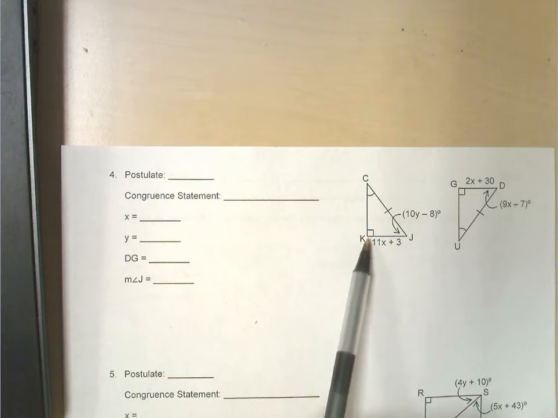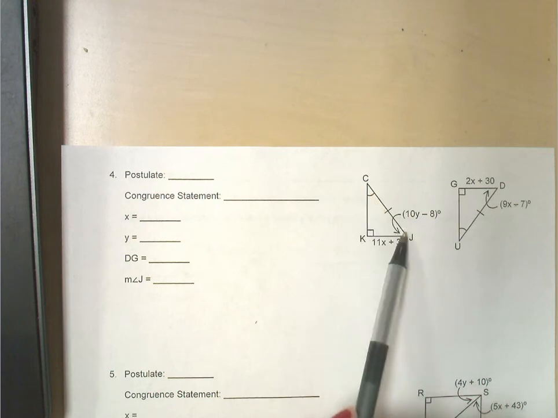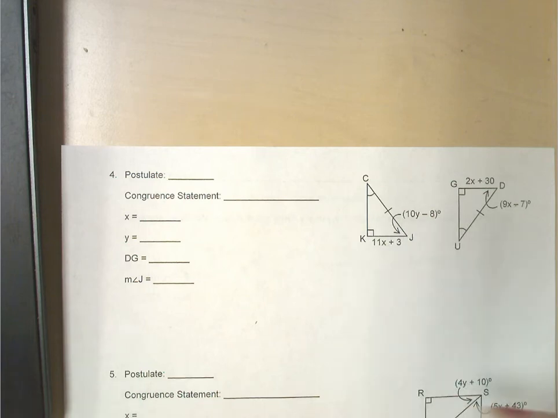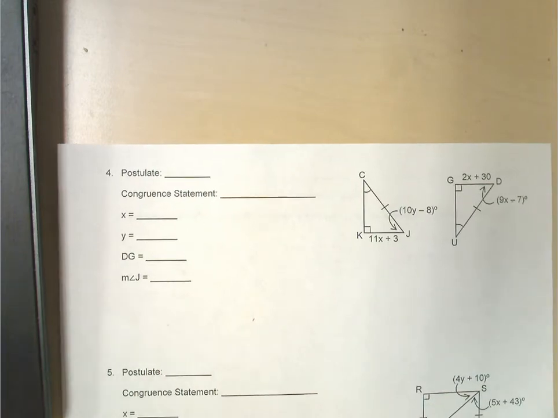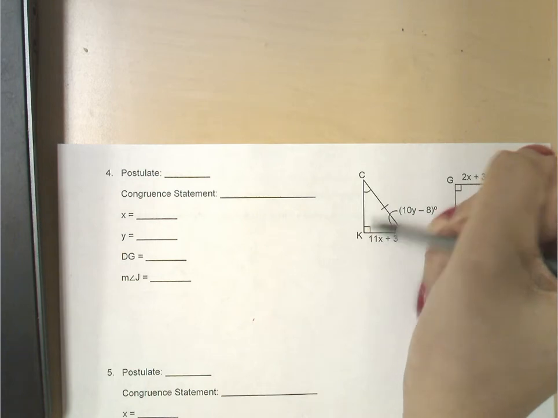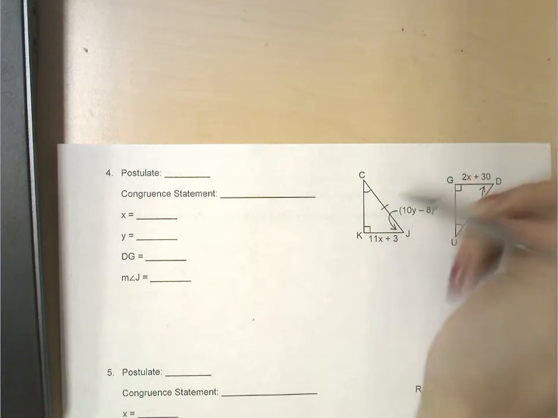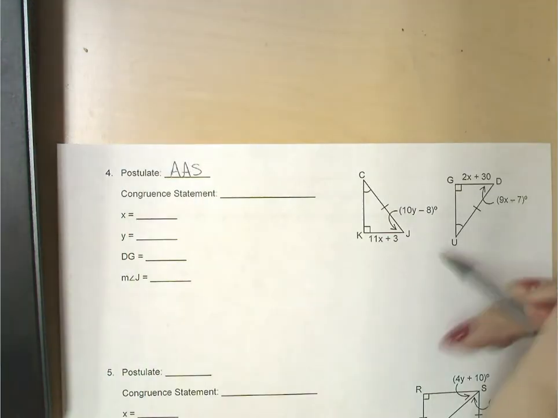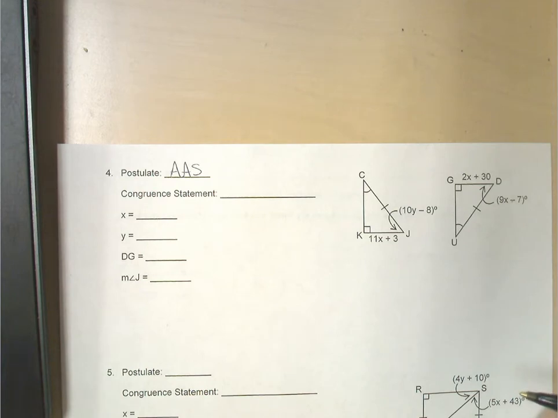On this one, it's a right triangle, but in this case, I cannot say it's a hypotenuse leg postulate because they only give me the hypotenuse as being congruent, but they're not showing me that one of the pairs of legs are congruent. So I cannot say it's hypotenuse leg. For this one, I can say it's angle, angle, side, because here I have an angle, another angle, and a side. So then those two triangles are congruent.